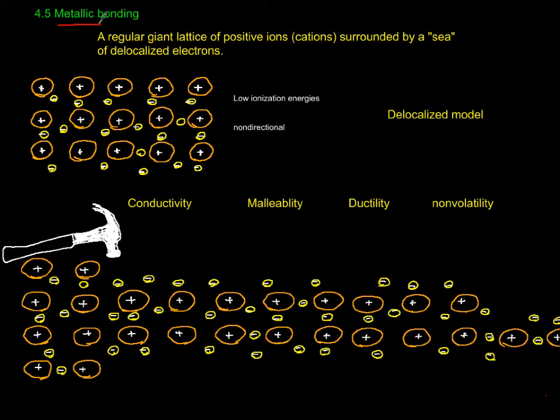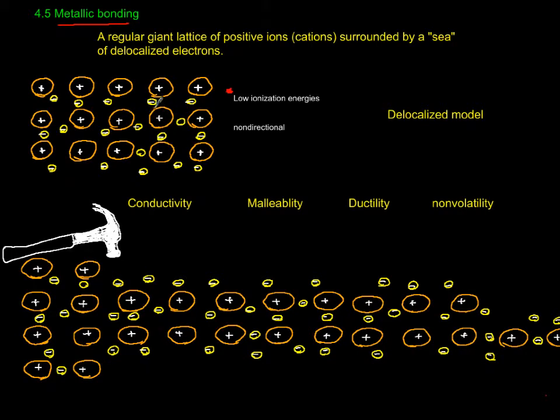To talk about metallic bonding, we have to remember metals have low ionization energy. They have an easy time losing their valence electrons. And in order to describe the delocalized model, you have a regular pattern of positive ions, these are your nuclei, and then the electrons are going to be delocalized. They don't belong to any element anymore. They are going to randomly move around.